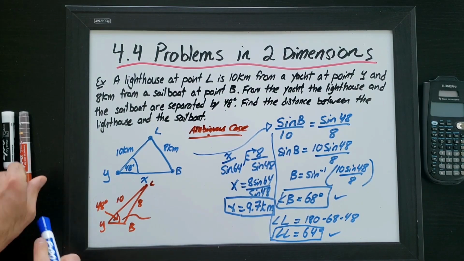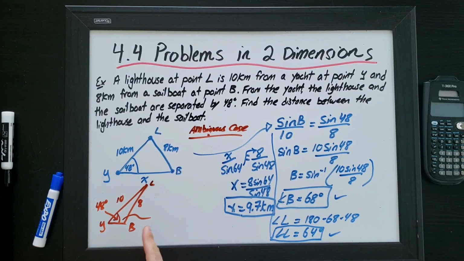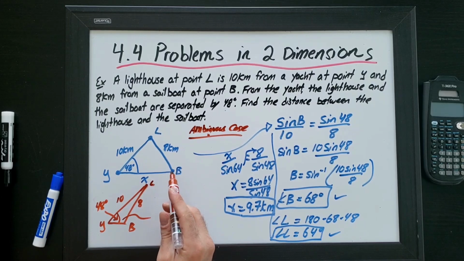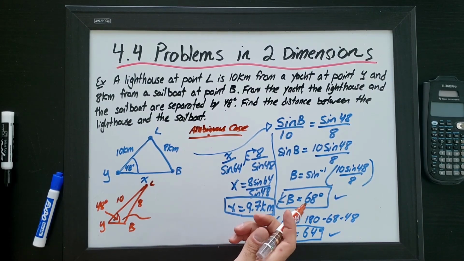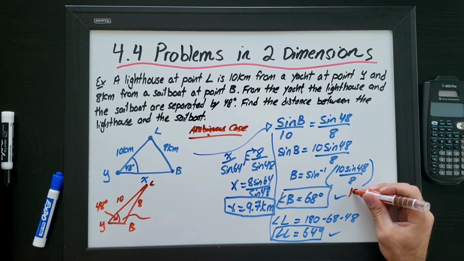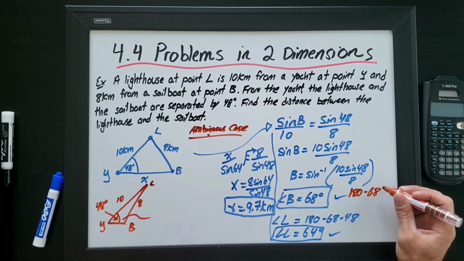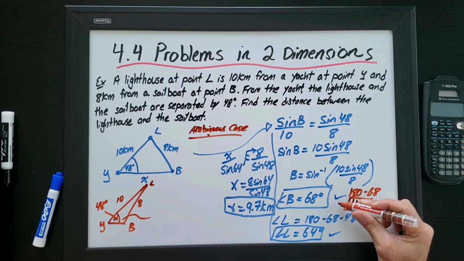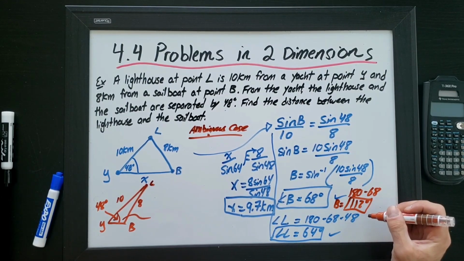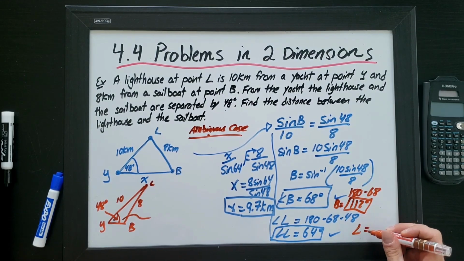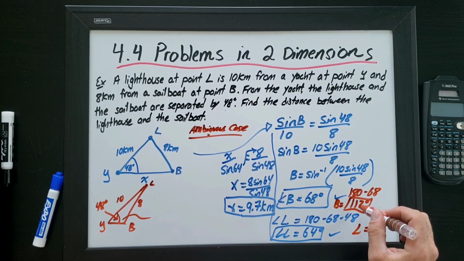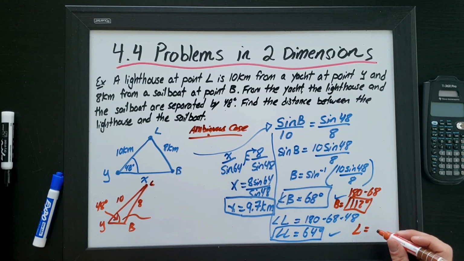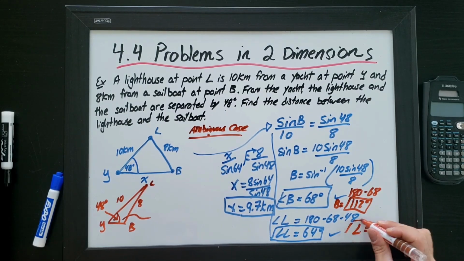Now, how do I solve this answer? This answer, the only difference is going to be my B is going to be the supplementary angle of 68. So I'm going to go over here and just say 180 minus 68 equals 112. So my B for this diagram is 112, which makes my L 180 minus 112 minus 48. My L becomes 20 degrees.